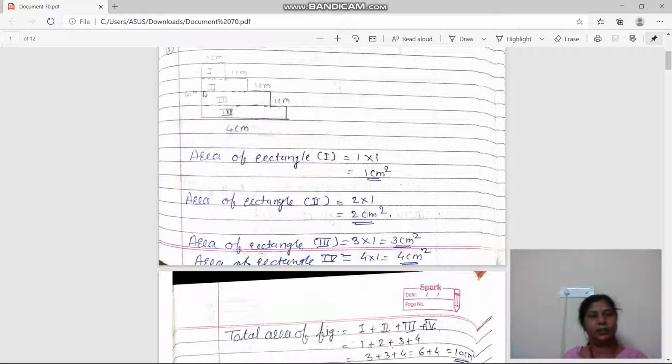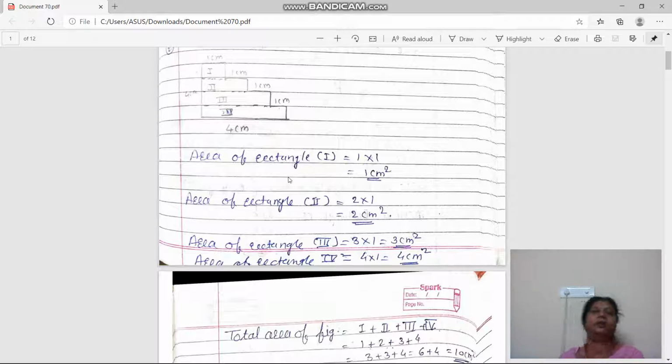Okay, this is the second rectangle. In this rectangle, length is 2 centimeter and breadth is 1 centimeter. So 2 multiplied by 1 we get 2 centimeter square. Now see third rectangle. So see, first of all we calculate length. From this point up to this 1. This is up to 2 and this plus 1, that is 3. So total length is 3 centimeter and breadth is 1 centimeter. Understand? Then area of third rectangle is equal to 3 into 1, that is 3 centimeter square.